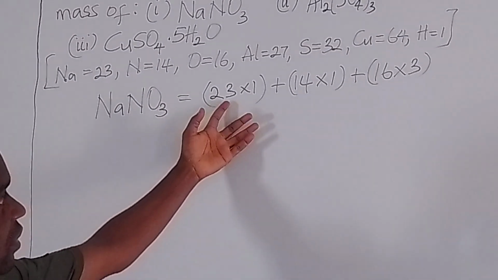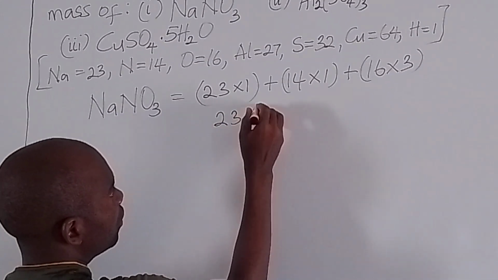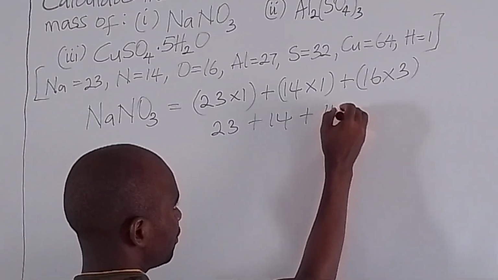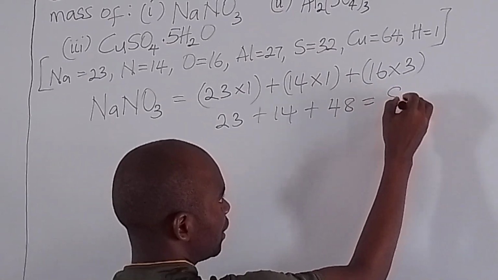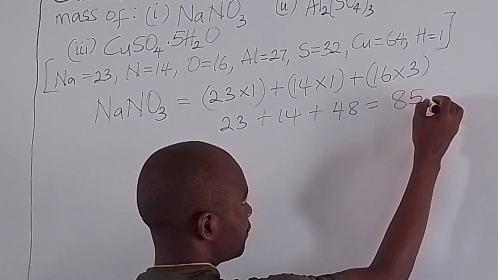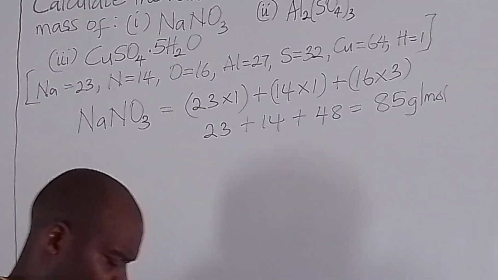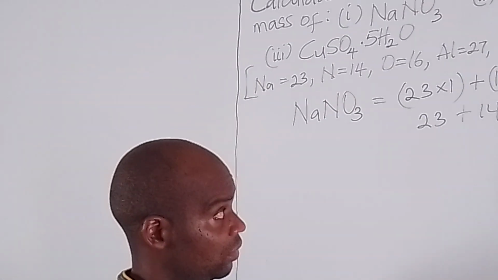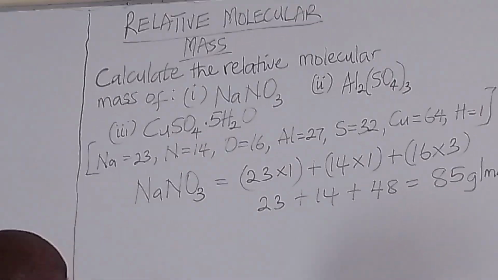So you work this out, this will give you 23 plus 14 plus 16 times 3 will give us 48. And when you sum that up, you have 85 grams per mole. The unit of relative molecular mass is grams per mole, or gram, you can still leave it at gram.